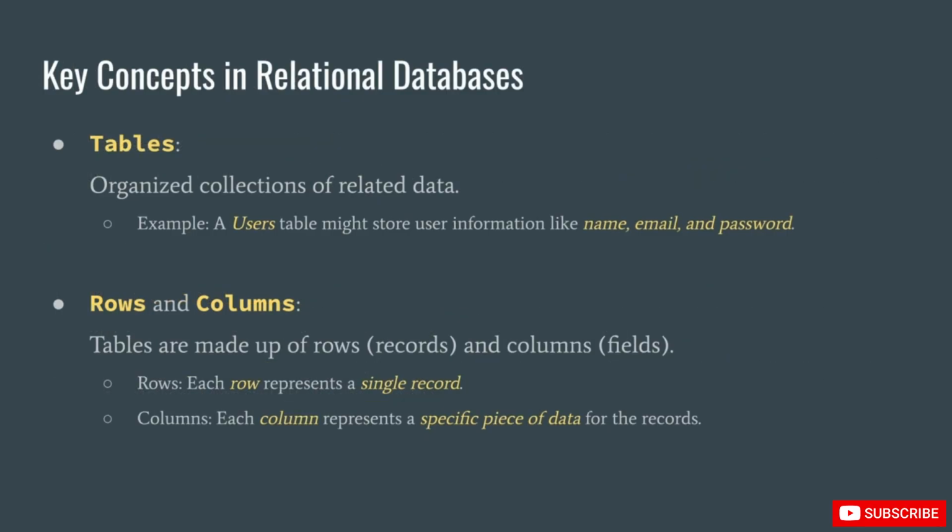Think of tables as organized collections of related data. For instance, a users table might store user information like names, emails, and passwords. Tables are made up of rows, which represent single records, and columns, which are specific pieces of data for those records.